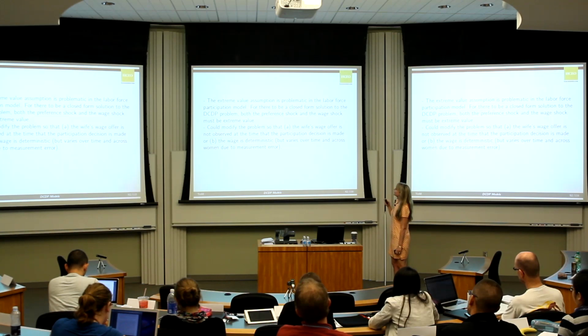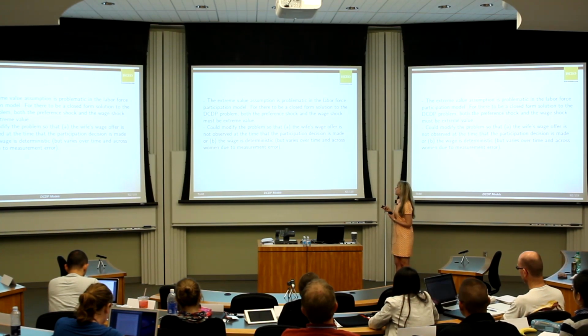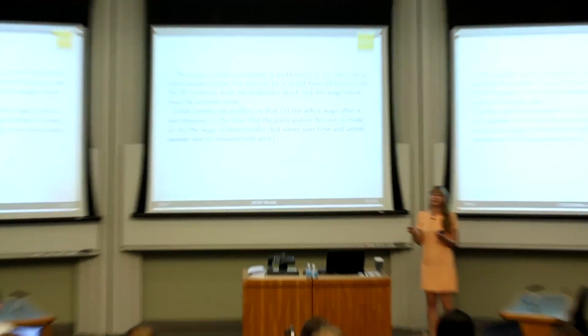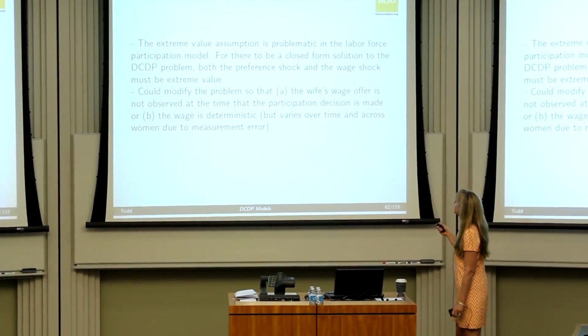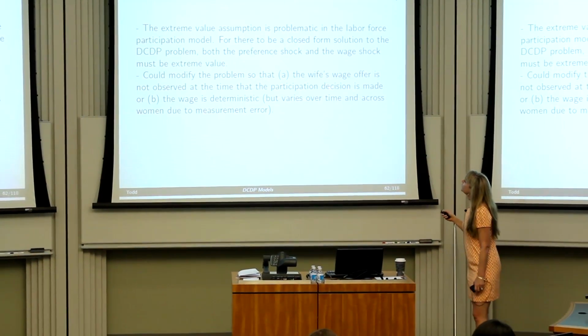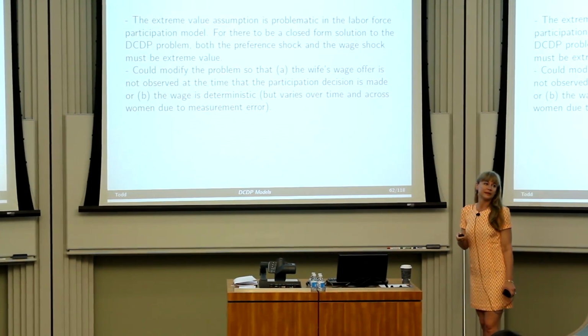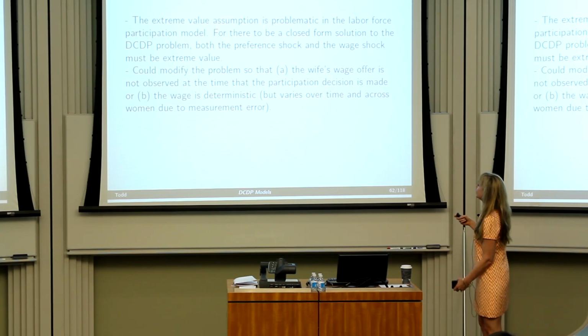And this is kind of problematic because with wages, you would normally want log wages. So even in this example, how could you fix it up? Say you didn't want to have to assume wages had a normal shock. Well, there are a couple of ways you could fix it up. You could say the wage offer is not observed at the time participation decisions are made, so that the wage offer doesn't affect your decision.